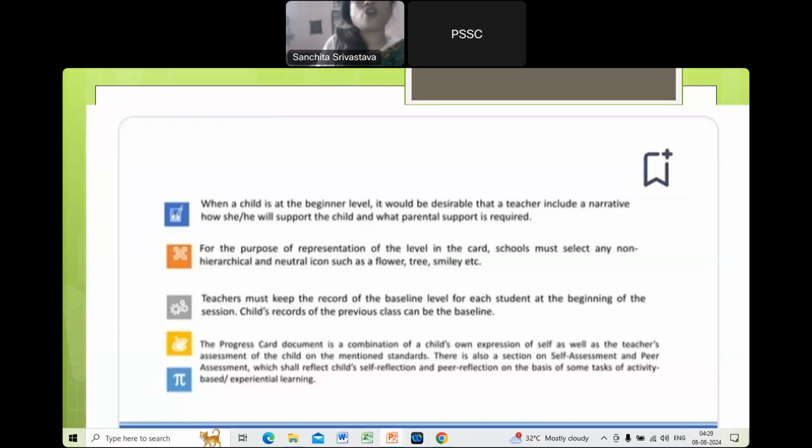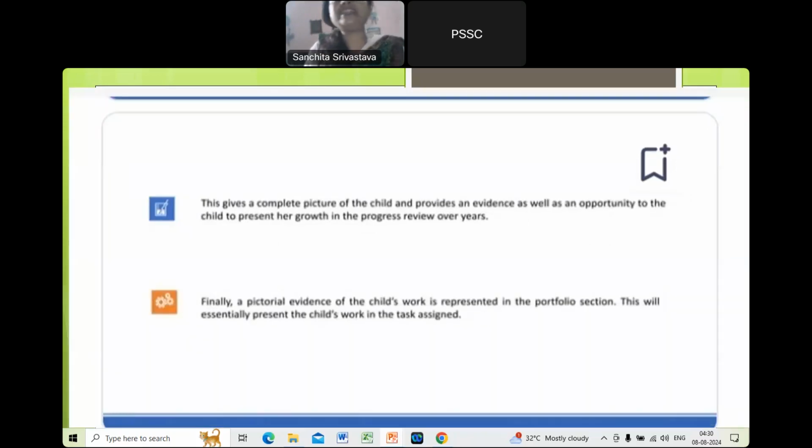The progress card document is a combination of the child's own expression of self as well as the teacher's assessment of the child. See, that strength SWOT chart. Okay, mention standards, and there is also a section of self-assessment and peer assessment which shall reflect the child's self-reflection and peer reflection on the basis of the tasks and activities based on experiential learning. And finally, this gives a complete picture of the child, provides evidence as well as an opportunity for the child to present her growth in progress review over the year. That means no stone has been left unturned.